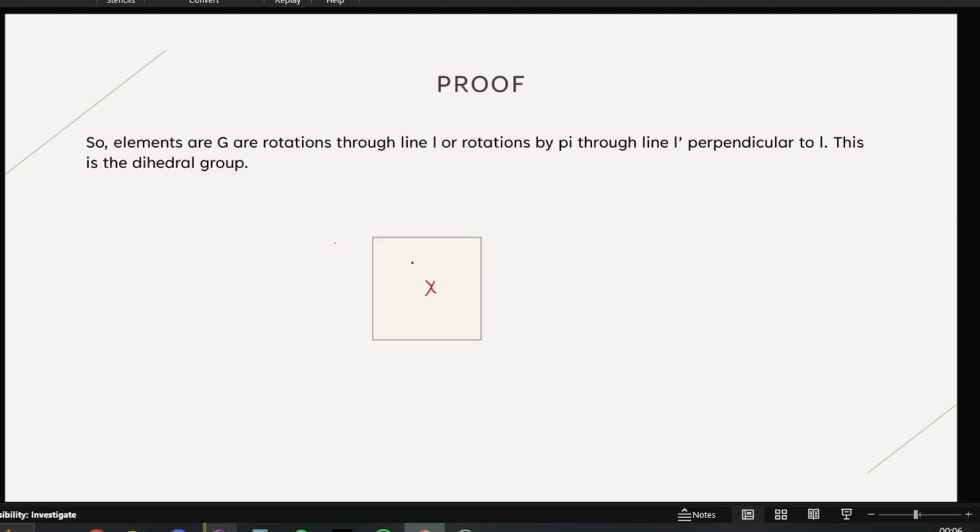We have a line L which passes through the center. So we once again have the unit sphere. We have the line passing through the center, so it rotates along. So we have the four vertices. It rotates along this line L, and then we also have another line which passes perpendicular. We can call this L dash.